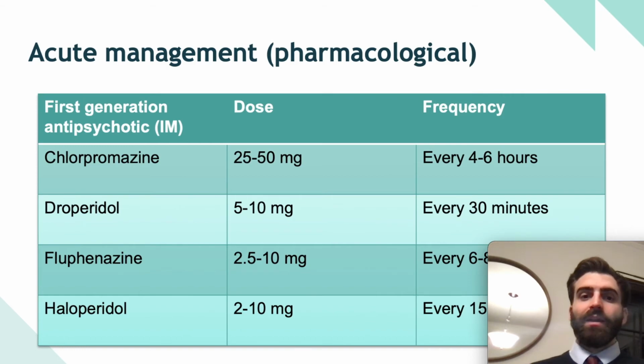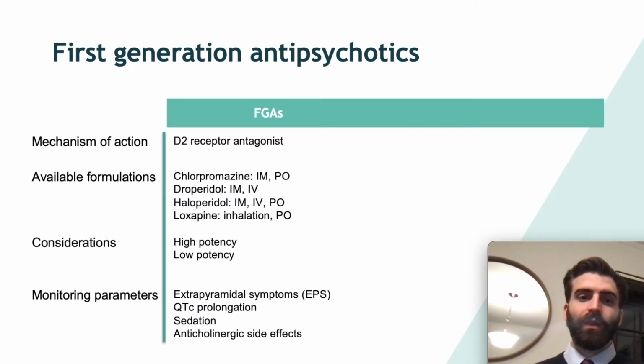Next, I wanted to highlight the first generation antipsychotics. Here are some of the IM options. You have chlorpromazine, droperidol, fluphenazine, and haloperidol. If you boil down the mechanism of first generation antipsychotics, these are D2, meaning dopamine 2 receptor, antagonists. These are dirty drugs though, and they also block histamine, alpha, antimuscarinic receptors, and so on.